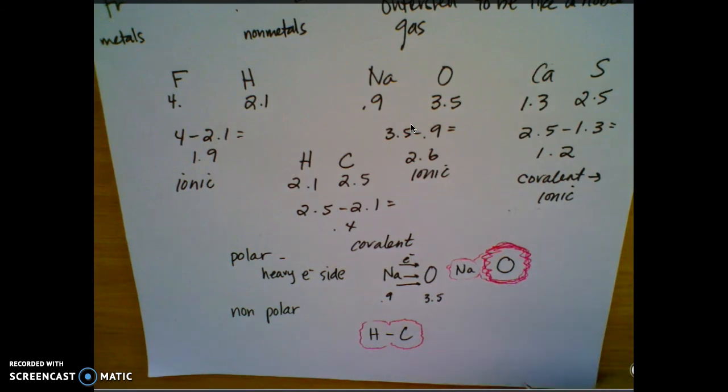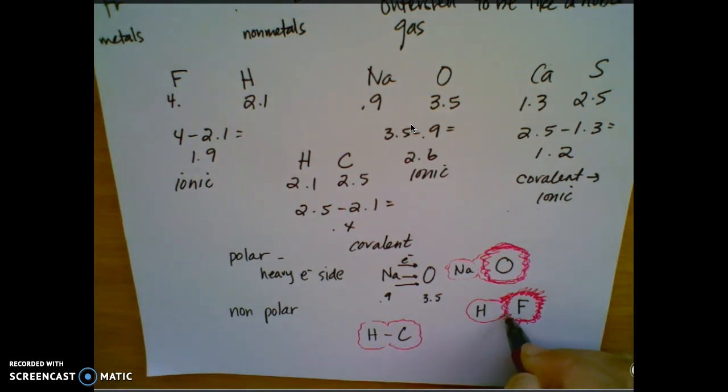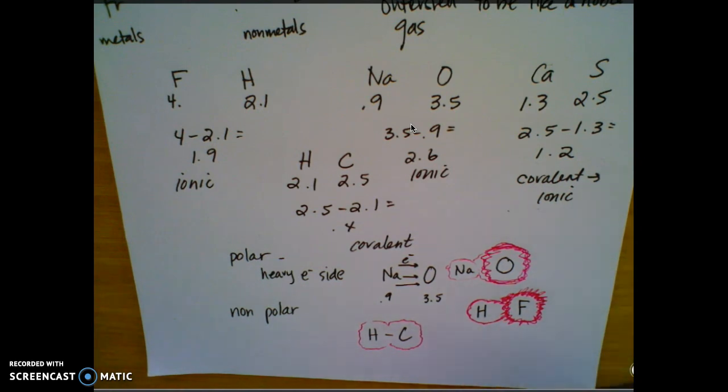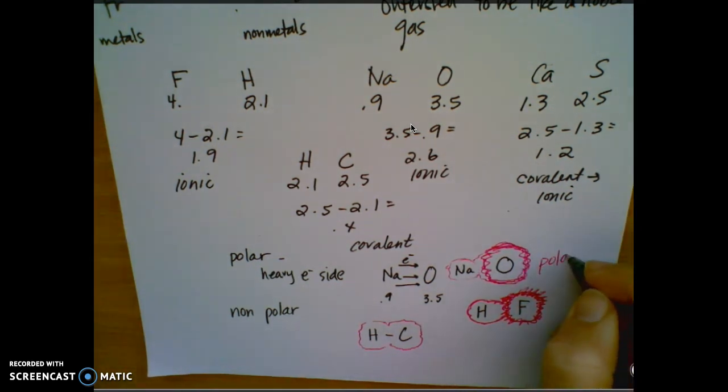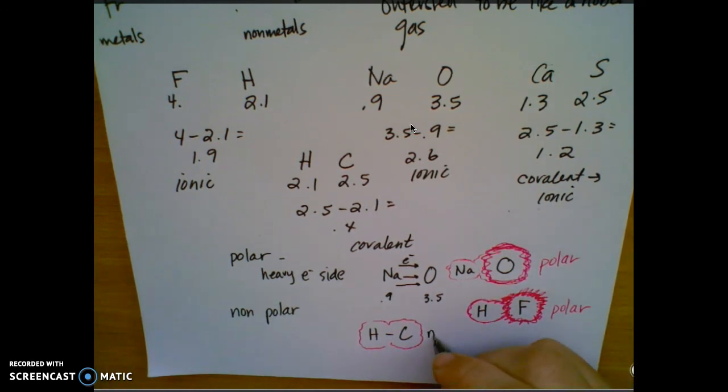Same thing if you were to look at hydrogen and fluorine. Fluorine is, again, super highly electronegative. So the electrons are going to want to hang out by fluorine significantly more than they're going to want to hang out by hydrogen. So there's going to be a big electron cloud all around fluorine versus very little around hydrogen. So this would be considered polar, this would be considered polar, and this would be considered nonpolar.